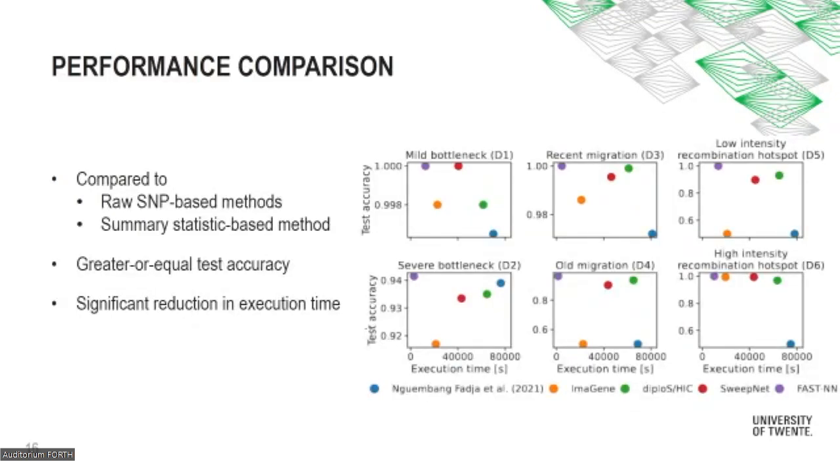Comparing the performance to other methods, which includes raw SNP-based methods and summary statistics-based CNN methods, we find a greater or equal testing accuracy on these data sets that we discussed. And consistent with the previous observation, the execution time is reduced significantly, making the model just much more efficient than other methods.